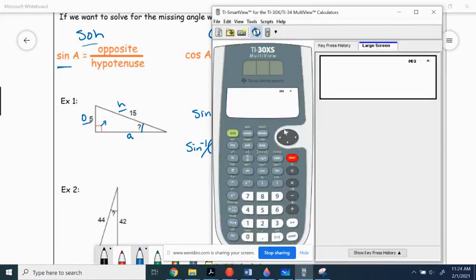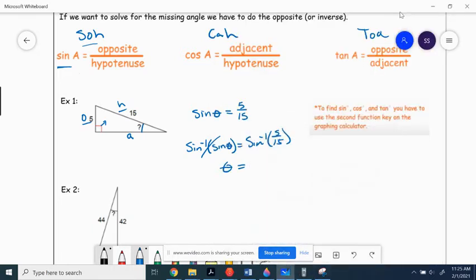So we're taking the inverse of sine, so we need to hit the second key. There we go. And now we'll hit our fraction button, 5 over 15, and press enter, and we're left with 19. Remember, we're going to round this to the nearest whole number. So our angle is 19 degrees. All right, moving on.